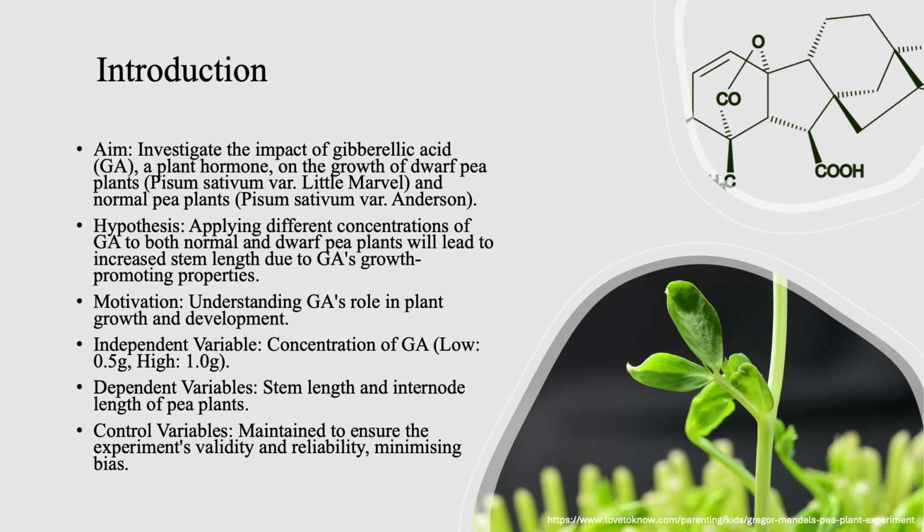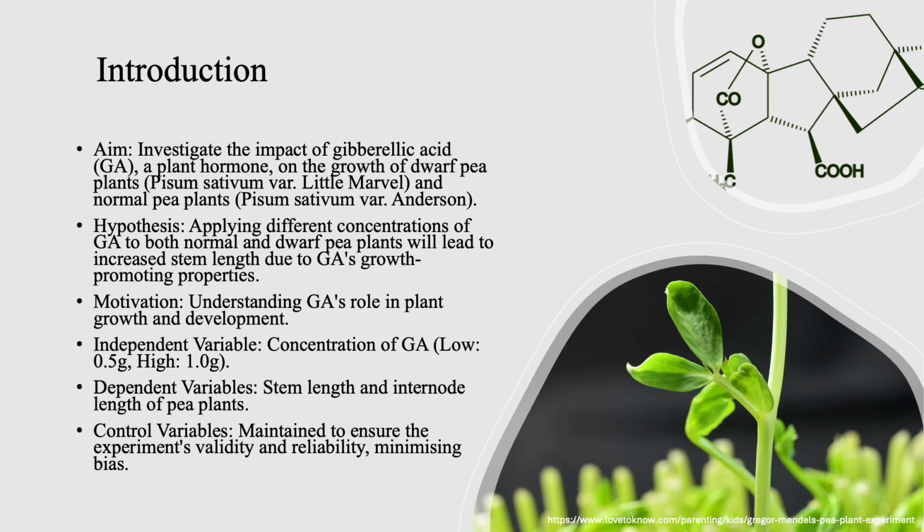The hypothesis for our project was that if different concentrations of gibberellic acid are applied to normal and dwarf pea plants, there will be a corresponding increase in the length of both. This is because of the growth-promoting properties associated with gibberellic acid, which we expect to enhance the elongation of the pea plant. So our hypothesis suggests that applying different concentrations of gibberellic acid to both normal and dwarf pea plants will result in increased stem length.